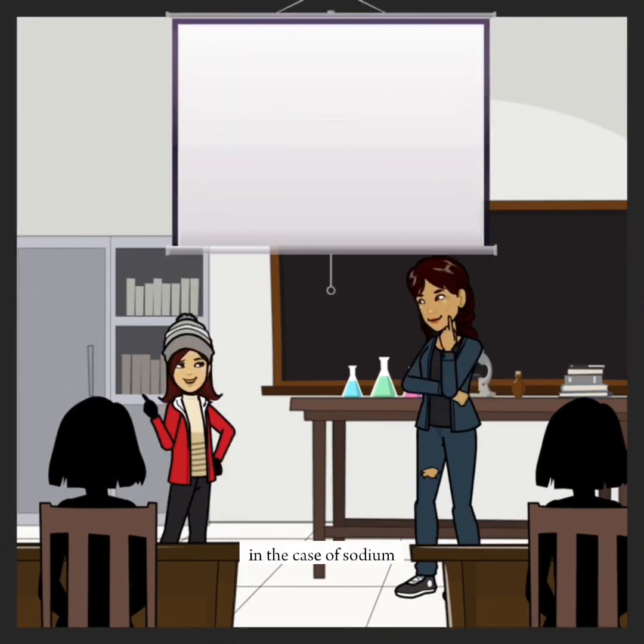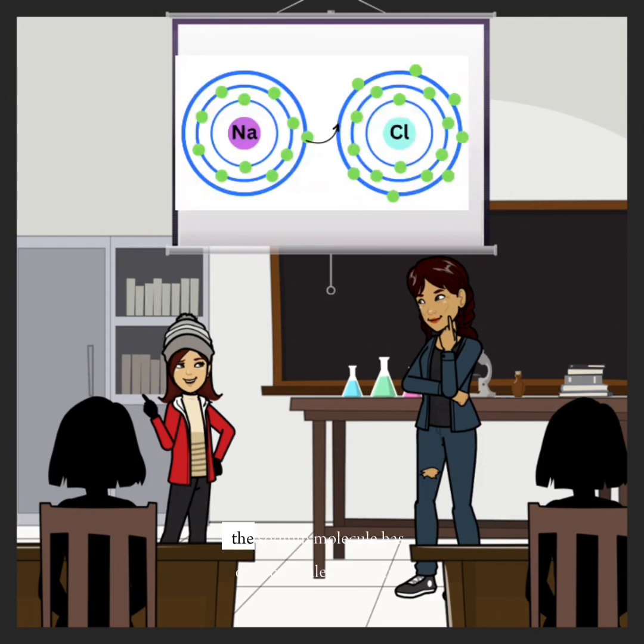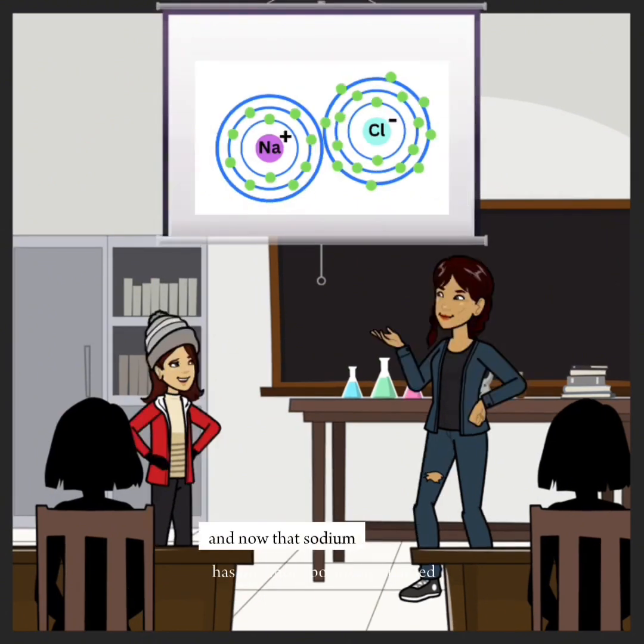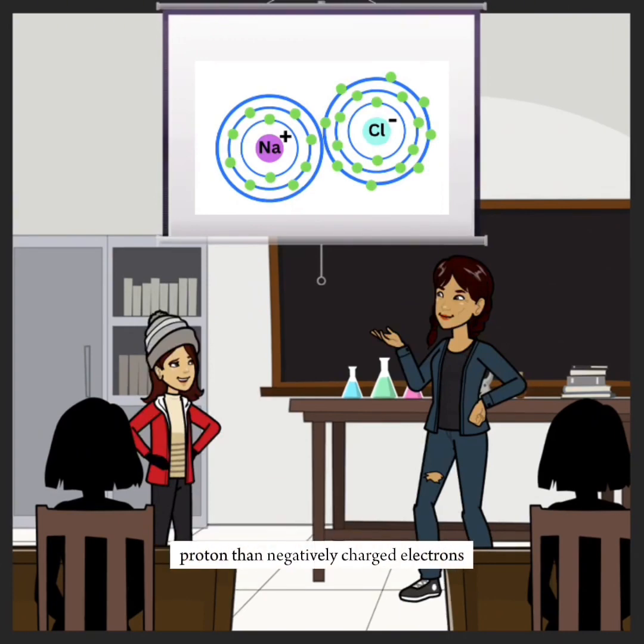In the case of sodium chloride, or salt, the sodium atom has only 1 valence electron, whereas chlorine has 7. Since both of them want to have 8 valence electrons, sodium gives away 1 electron and chlorine happily receives it. Exactly. And now that sodium has 1 more positively charged proton than negatively charged electrons, sodium has a positive charge.